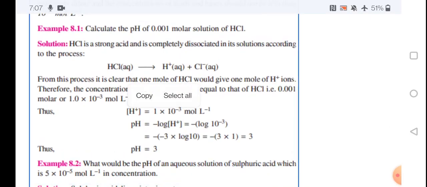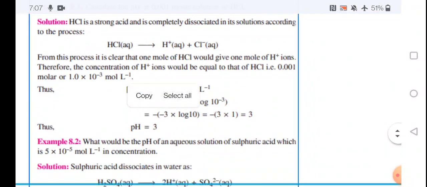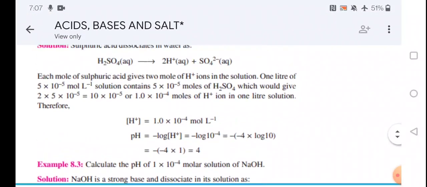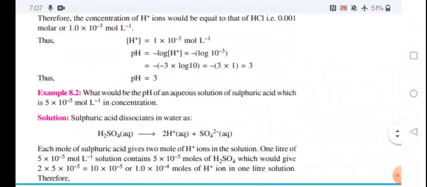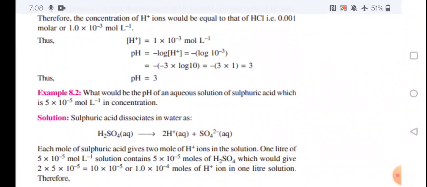Here we have only one hydrogen ion, so we take only 1 into 10 to the power of minus 3. So see the next case. What would be the pH of an aqueous solution of sulfuric acid, which is 5 into 10 to the power of minus 5 mole per liter in concentration?